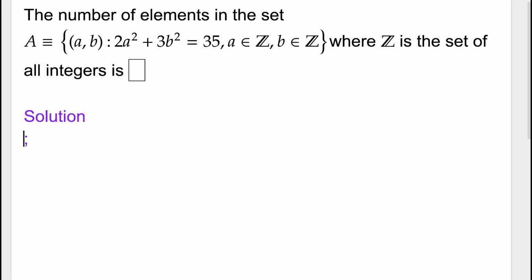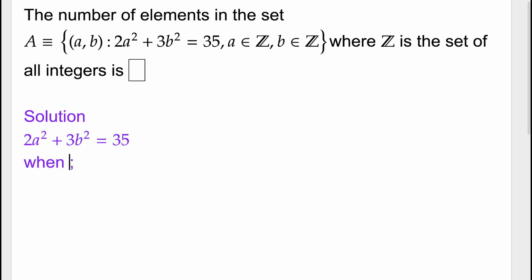Okay, so consider this given problem statement: the number of elements present in this particular set. So set A contains the tuple (a, b) such that it follows this equation, 2a² + 3b² = 35, and a and b both belong to the set of integers, right? So our given equation is 2a² + 3b² = 35.